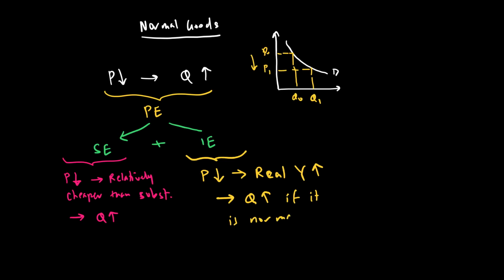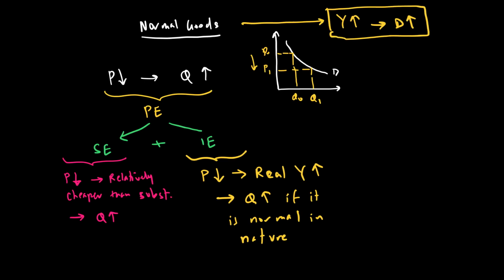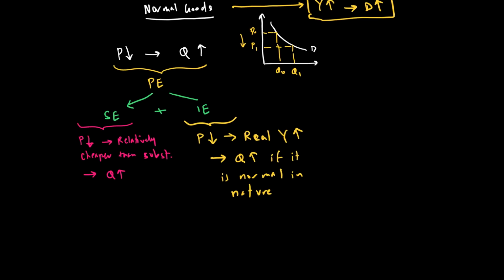normal in nature. Normal goods by definition mean that when our income goes up, our demand should rise. And if that is true, then in the income effect, because the price is going down, my purchasing power goes up, and I am going to buy more of this good. So the substitution effect says when the price goes down, I should buy more, and even the income effect says buy more.